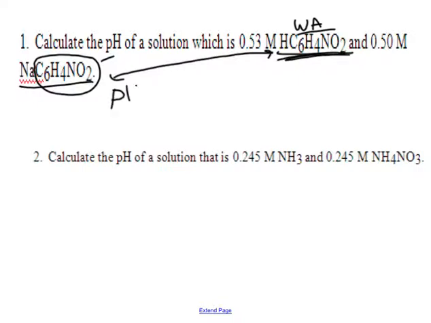So again, Henderson-Hasselbalch, pH is equal to the pKa plus the log. You have got to be kidding me. It's frozen again. I am not happy right now. Plus the log, keep writing, of the conjugate.